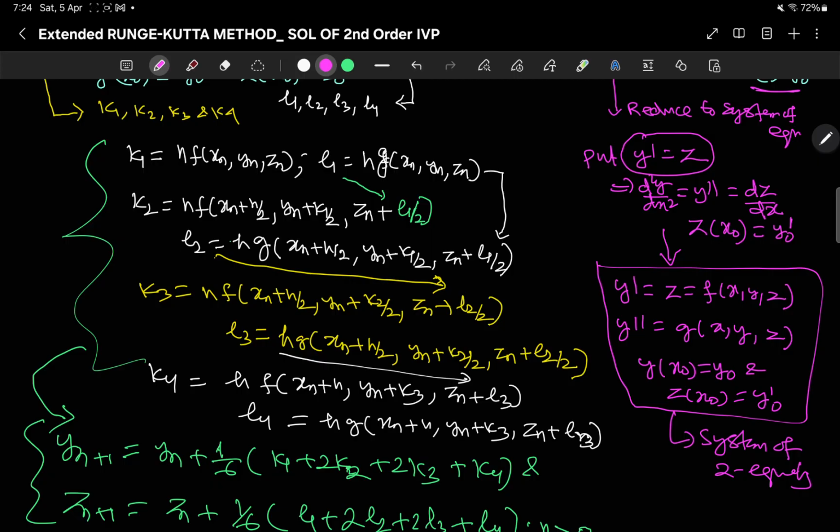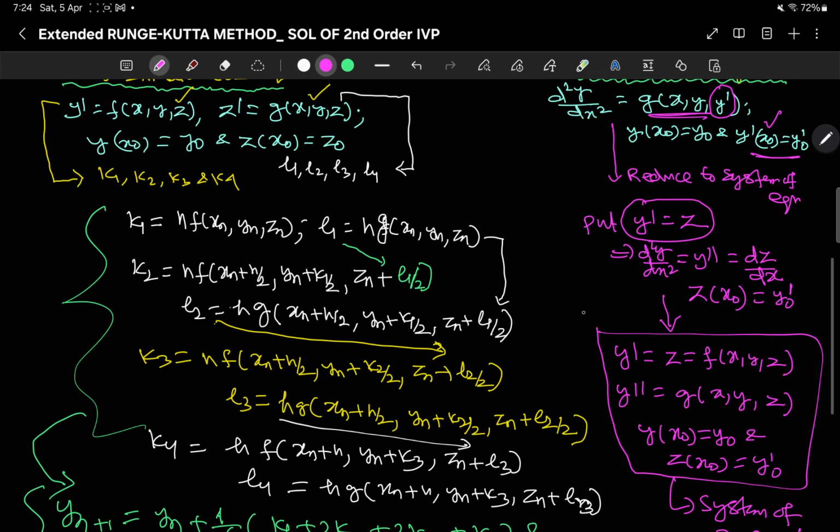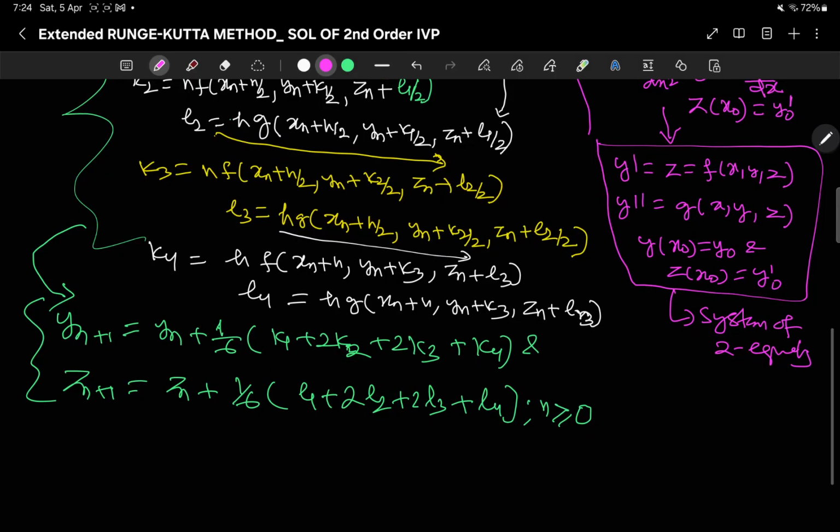Once we reduce it to a system of two equations, we approach it in the previous way: find k1, k2, k3, k4, l1, l2, l3, l4, and accordingly you find ki and li, i is equal to 1, 2, 3, 4. Thereafter you find the solution. So the illustrative example will give you a better understanding. Let us solve the example as below.